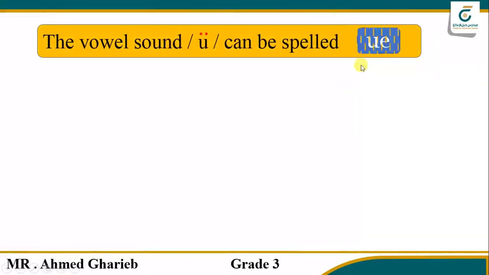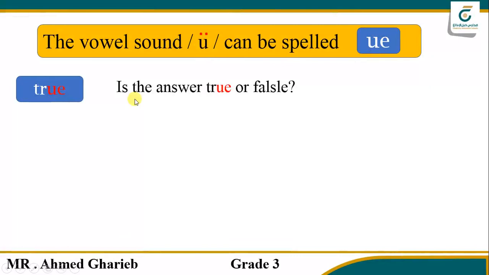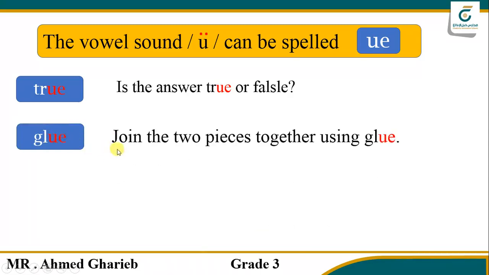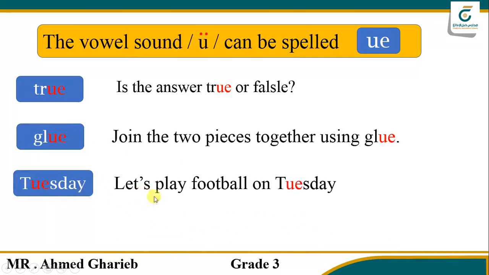And now, UE gives sound oo. For example, true. Is the answer true or false? I'm asking. Clue. Join the two pieces of paper together using glue. Tuesday. Let's play football on Tuesday. True, glue, as you see, UE comes in most cases at the end of the word, as in true and glue, and sometimes in the middle, Tuesday, alright? Okay, let's go on.